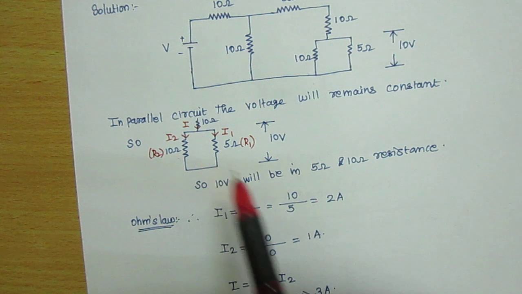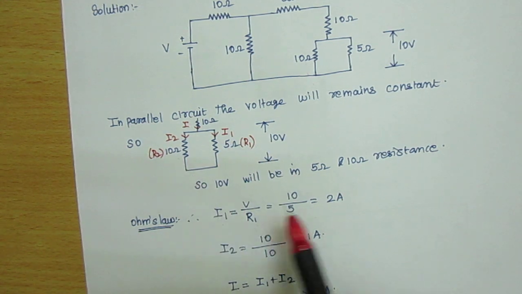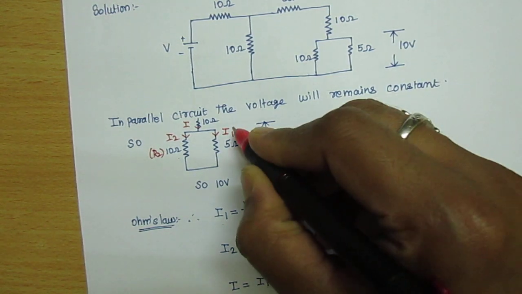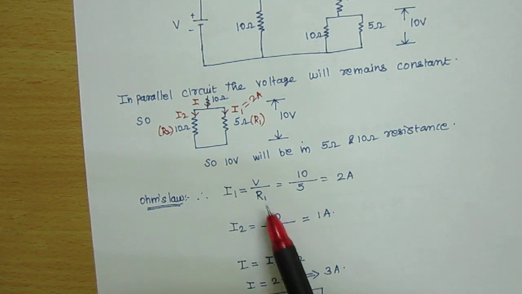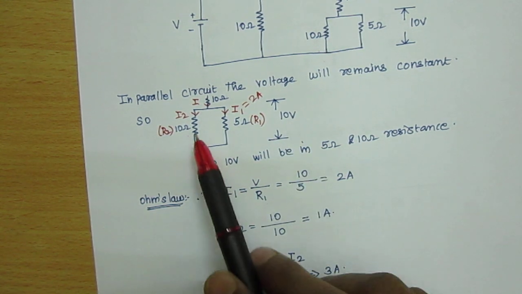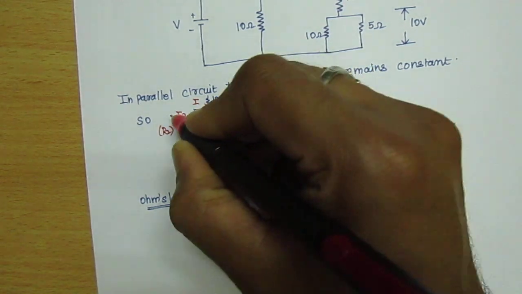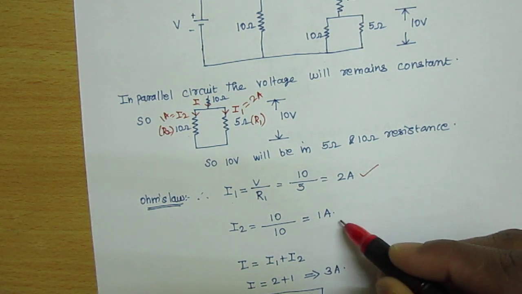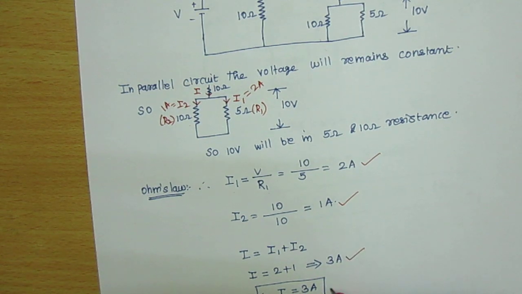According to Ohm's law, I is equal to V by R. So I1 is equal to V by R1, and V is common for I1 as well as I2. So 10 by 5 gives 2 ampere. The current flowing in I1 is 2 ampere. For I2, V is 10 and the resistor is 10 ohms, so 10 by 10 gives 1 ampere. So I2 is equal to 1 ampere. I1 is 2 ampere, I2 is 1 ampere, so the total current I1 plus I2 is 3 amperes.